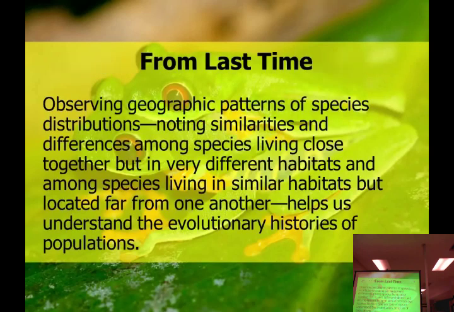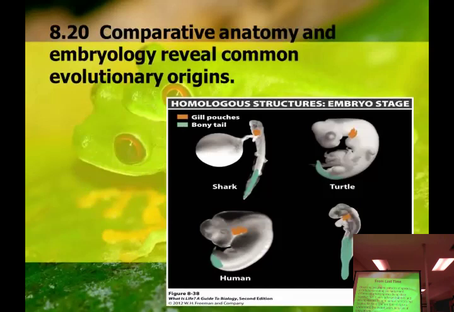The last time that we were in here, we talked a little bit about geographic patterns and species distribution. So basically, how different types of organisms are found in different places around the world. And there are similar species that live in very different habitats and very different habitats that have similar species. And that depends on the evolutionary history of those populations.